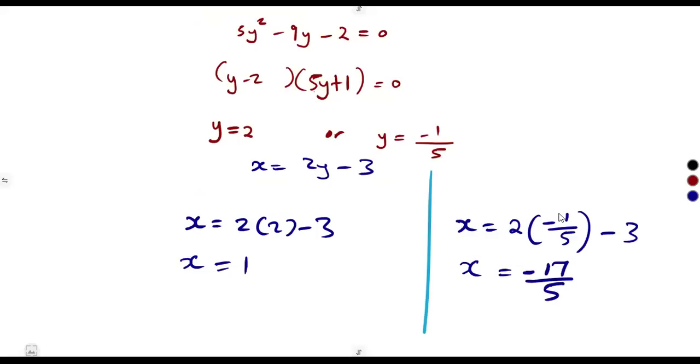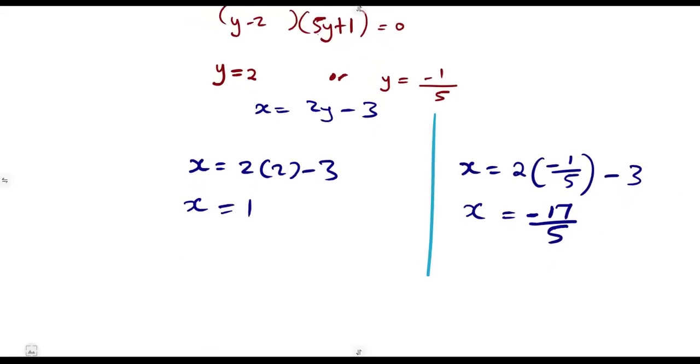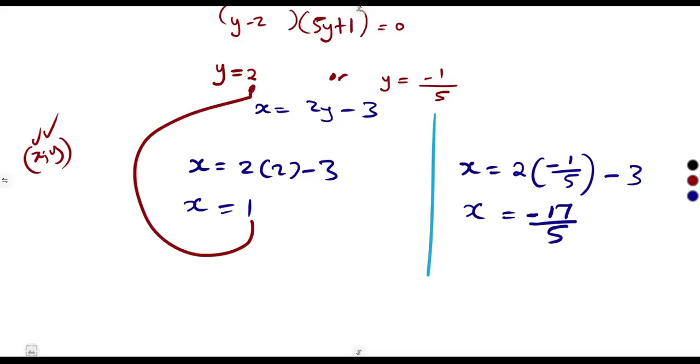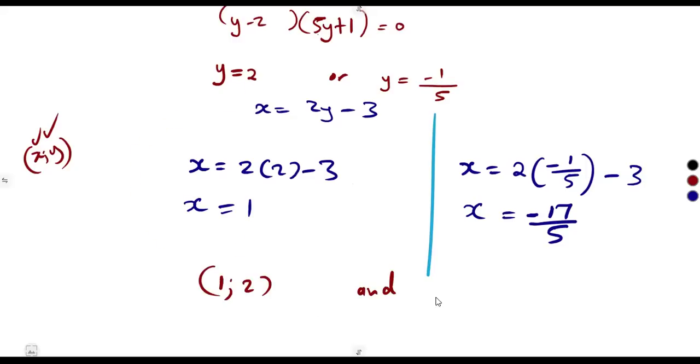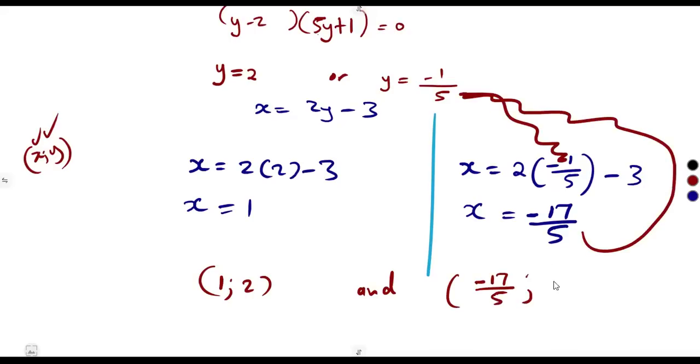You can even write them as points, guys. Remember, when solving these simultaneous quadratic equations, these are just points. You say x and y as a point; you calculated x and y, so you can even have them as a point. When x is 1, y is 2. That is what we mean. And when x is minus 17 over 5, y is minus 1 over 5.